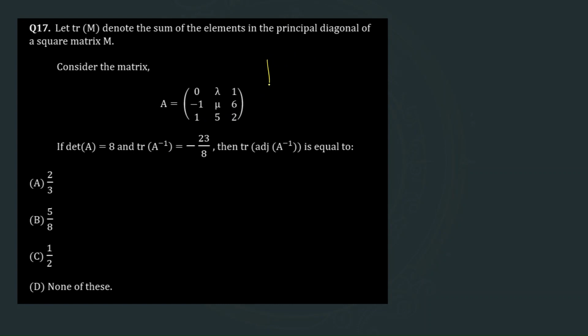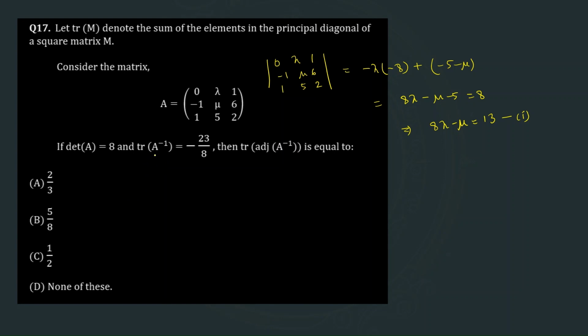Now determinant A we can calculate easily. It will be 0 lambda 1 minus 1 mu 6 then 1 5 2. So it will be, if we simplify this, minus lambda times this will be minus 2 minus 6, so minus 8 plus 1 times this will be minus 5 minus mu. So it comes out to be 8 lambda minus mu minus 5. It is equal to 8. That means 8 lambda minus mu comes out to be 30. This is our equation number 1.